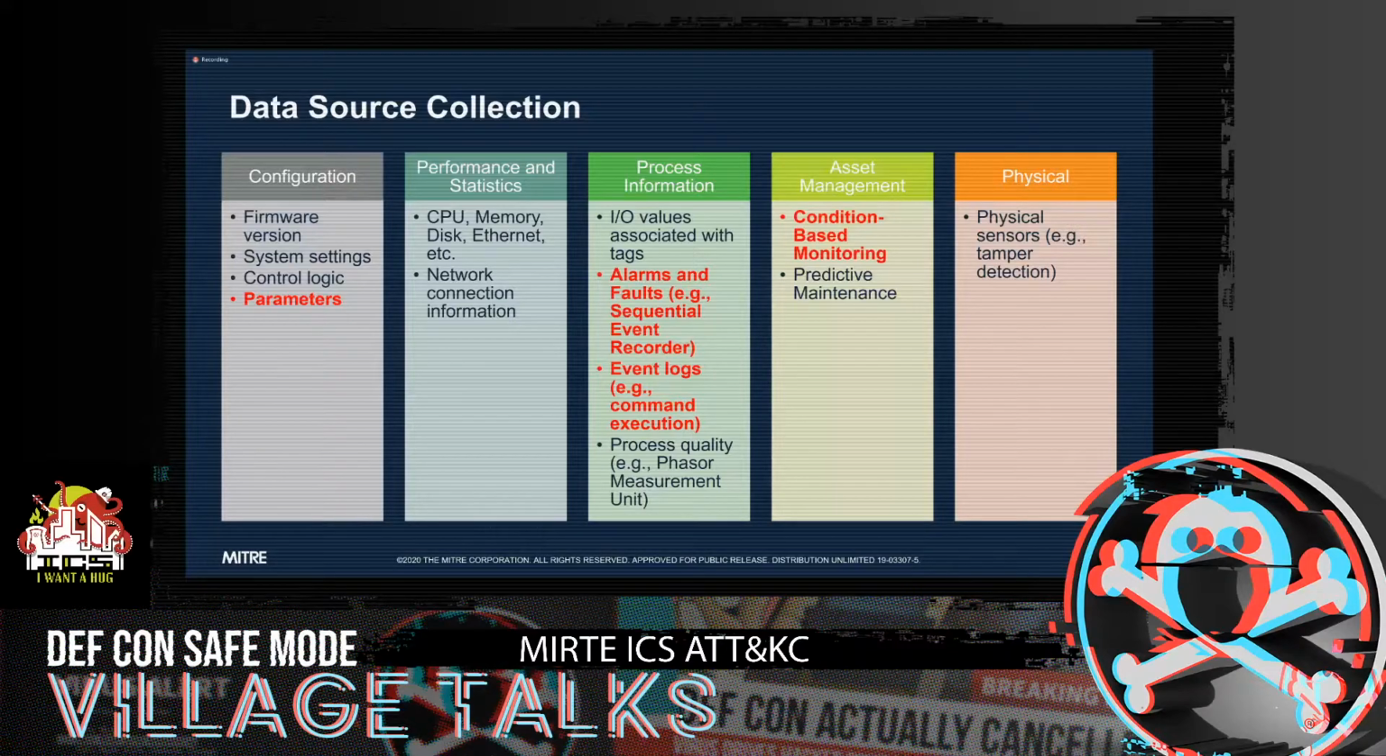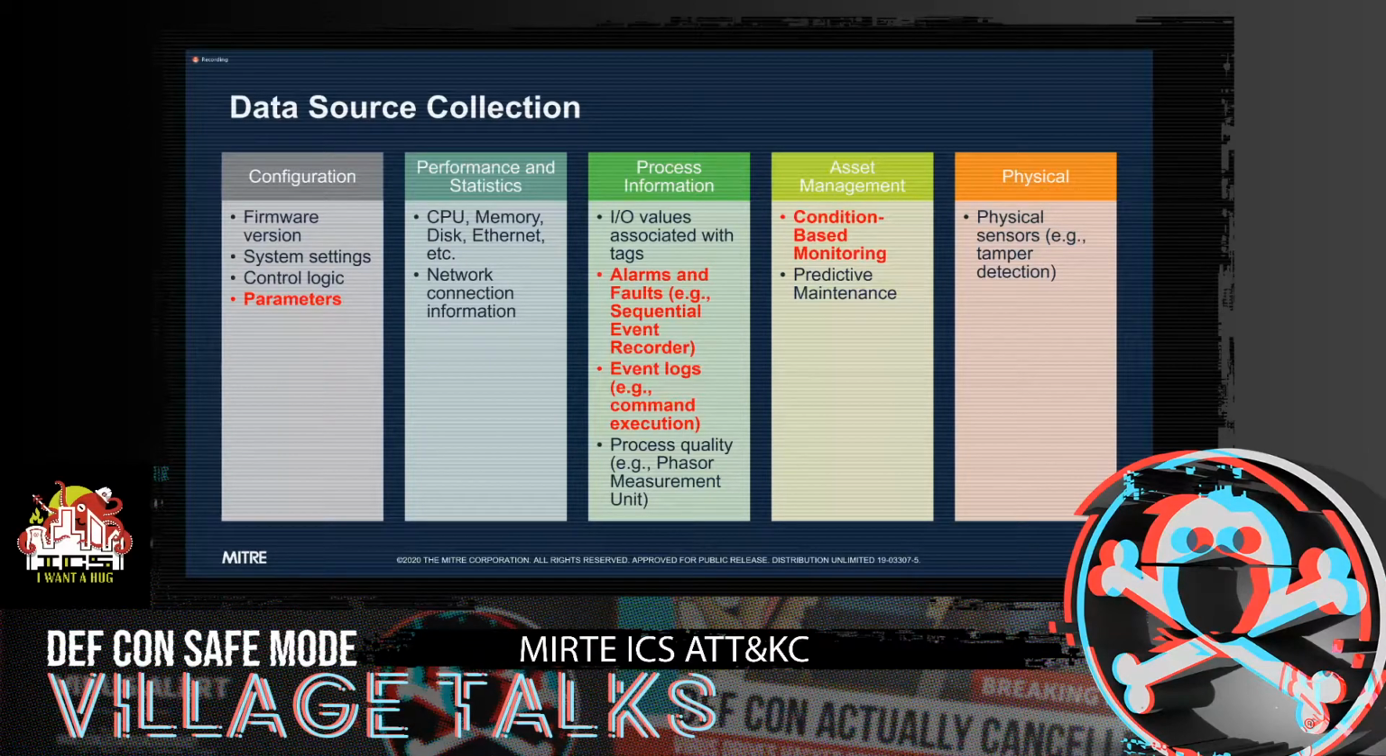So we may want to look at parameters on the device, and we can do this in integrity, periodic integrity checks on the parameters to see if they've remained the same, or if they've gone outside of our original threshold. There are alarms that are generated at these devices and stored at these devices before they're sent, so we can look at those. There are event logs such as the sequential event recorder that contain a wealth of information about commands that have been executed or parameter changes or anything else like that.